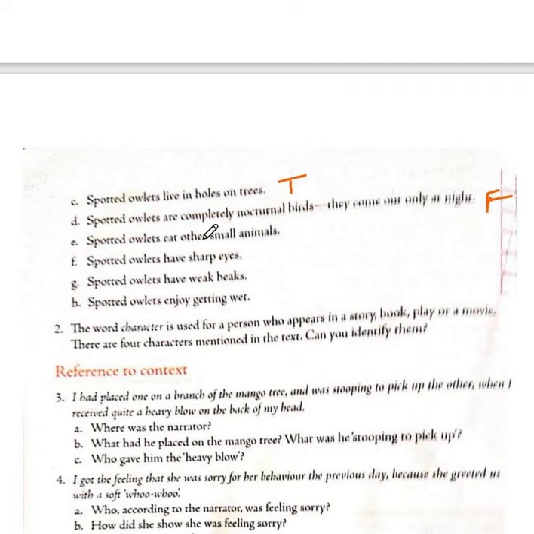False. Okay. Next, the spotted owlets eat other small animals. Yes, we can say this is true. Okay, number E, this will be true. Then, the spotted owlets have sharp eyes. Yes, it has been said the spotted owlets have sharp eyes. The spotted owlets have weak beaks. No, they have strong beaks, so it will be false.